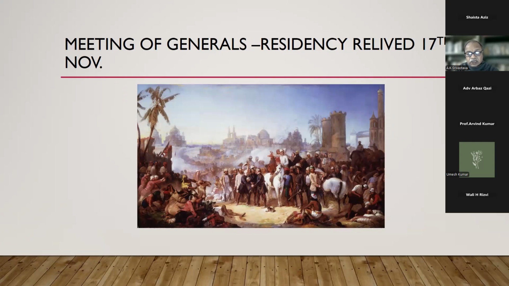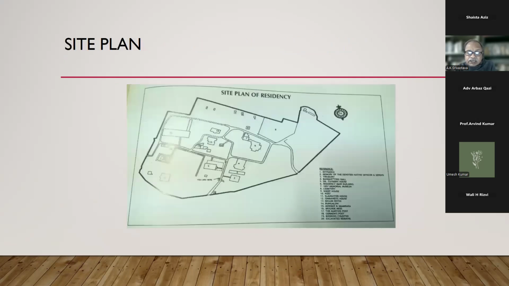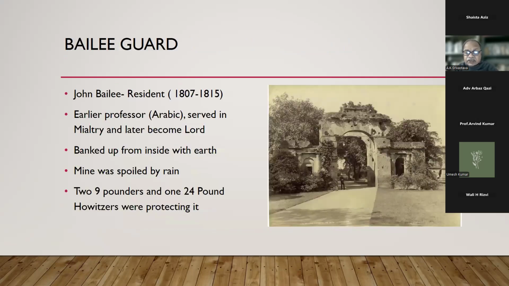Now we'll move to the last part of our discussion. When you move to the building, this is the map, and this is the place you start. That's the Bailey Guard Gate. So let's start with the Bailey Guard. John Bailey was the resident, and guards were there, started at his time. So that's why the gate became Bailey Guard.